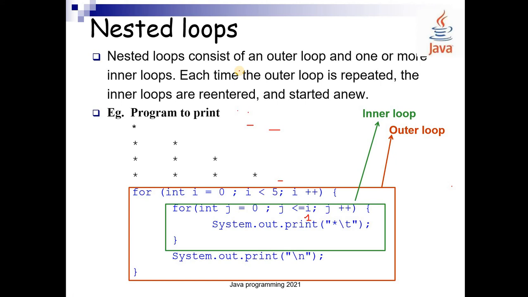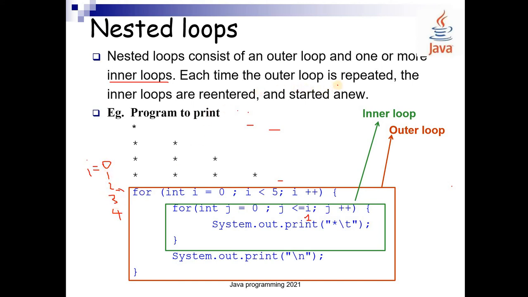So the outer loop will be one, and all the other loops inside that outer loop will be known as the inner loops. If you look at this example, this loop will repeat 5 times, because we start with the value of i equal to 0, and the condition is to keep repeating this until i is no longer less than 5. So that will be repeated for i equal to 1, 2, 3, 4. You can guess 5 iterations: 1, 2, 3, 4, 5.